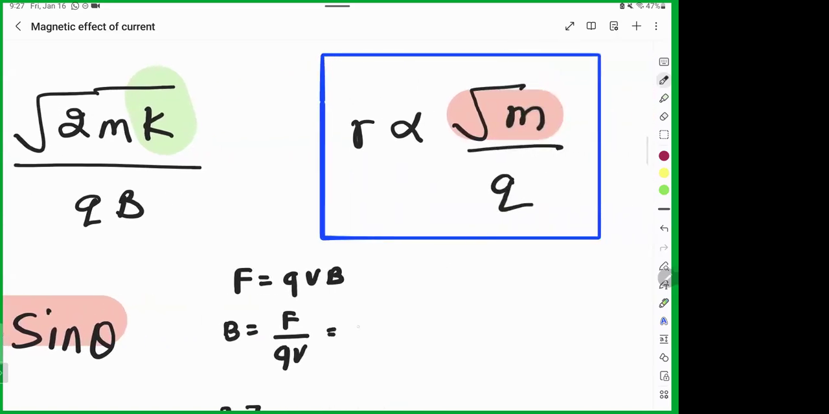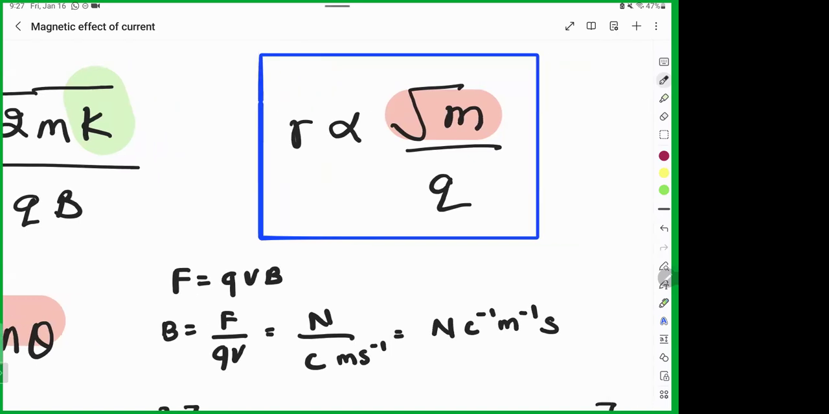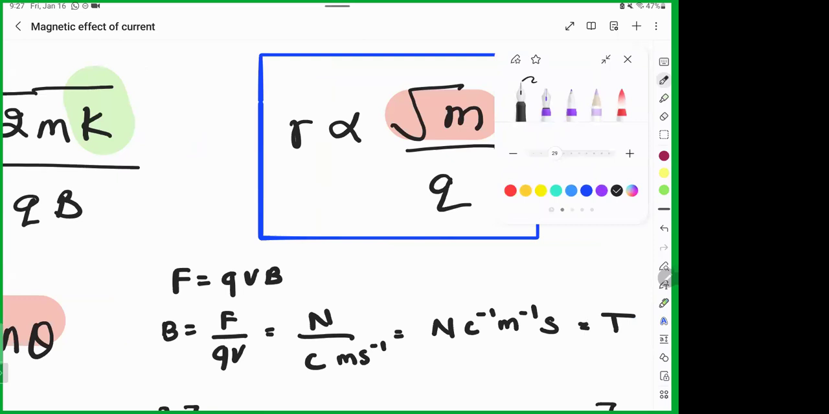Here force is Newton and charge is Coulomb. Velocity is meter per second. So it will be Newton per Coulomb per meter per second. This is one way. You also know it is equal to Tesla. Magnetic field is Tesla. And if you know this, it will be easy to do the dimension formula.